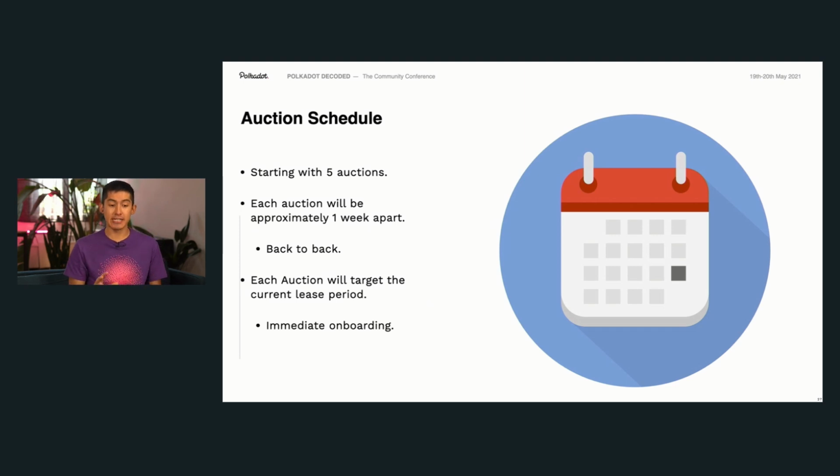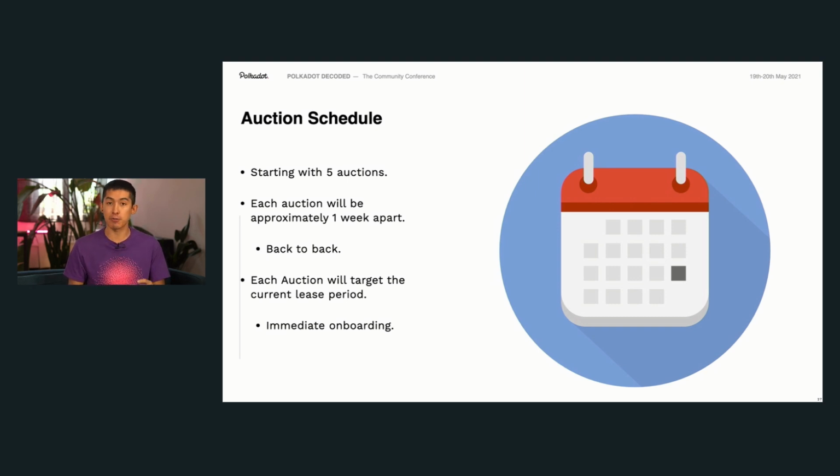The auction schedule, tentatively, we're looking to start with around 5 auctions, each done one at a time and each 1 week apart. Now, since the auction length itself is 1 week, these auctions will basically be back to back to back. Each auction will target the current lease period.